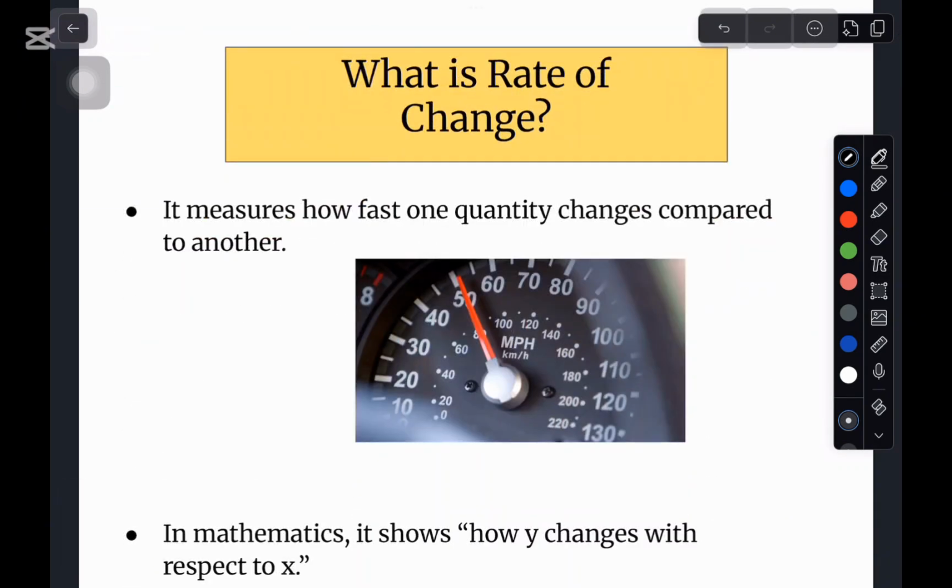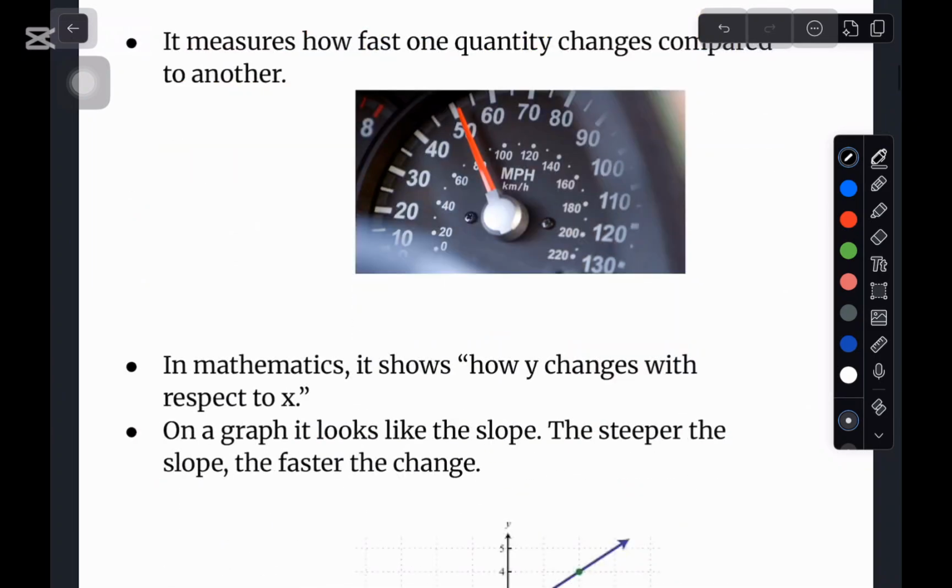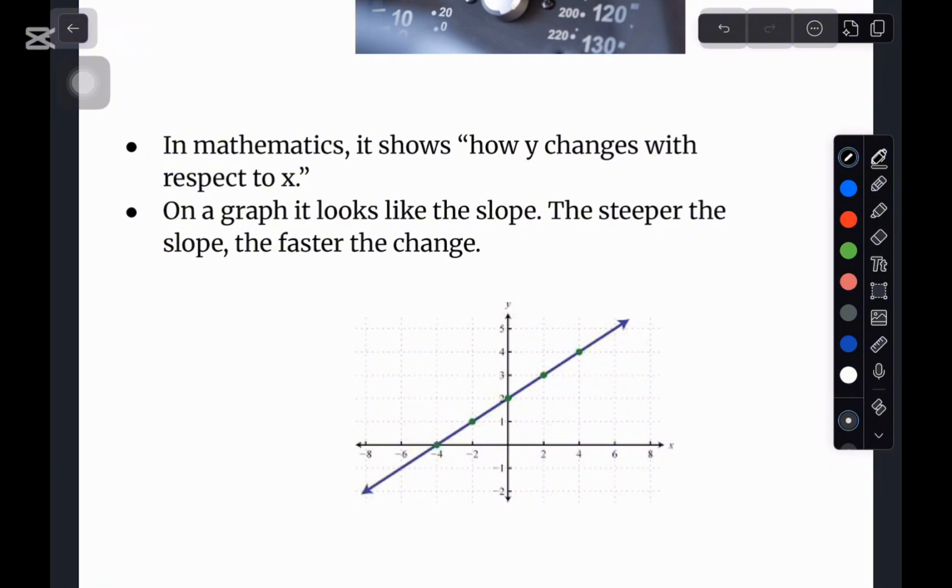What is rate of change? Basically, this measures how fast one quantity changes compared to another. A good example of this is speed, because it measures the change in distance over time. In mathematics, it shows how y, the variable y, changes with respect to x. And on the graph, it will look like the slope. So the steeper the slope, the faster the rate of change.